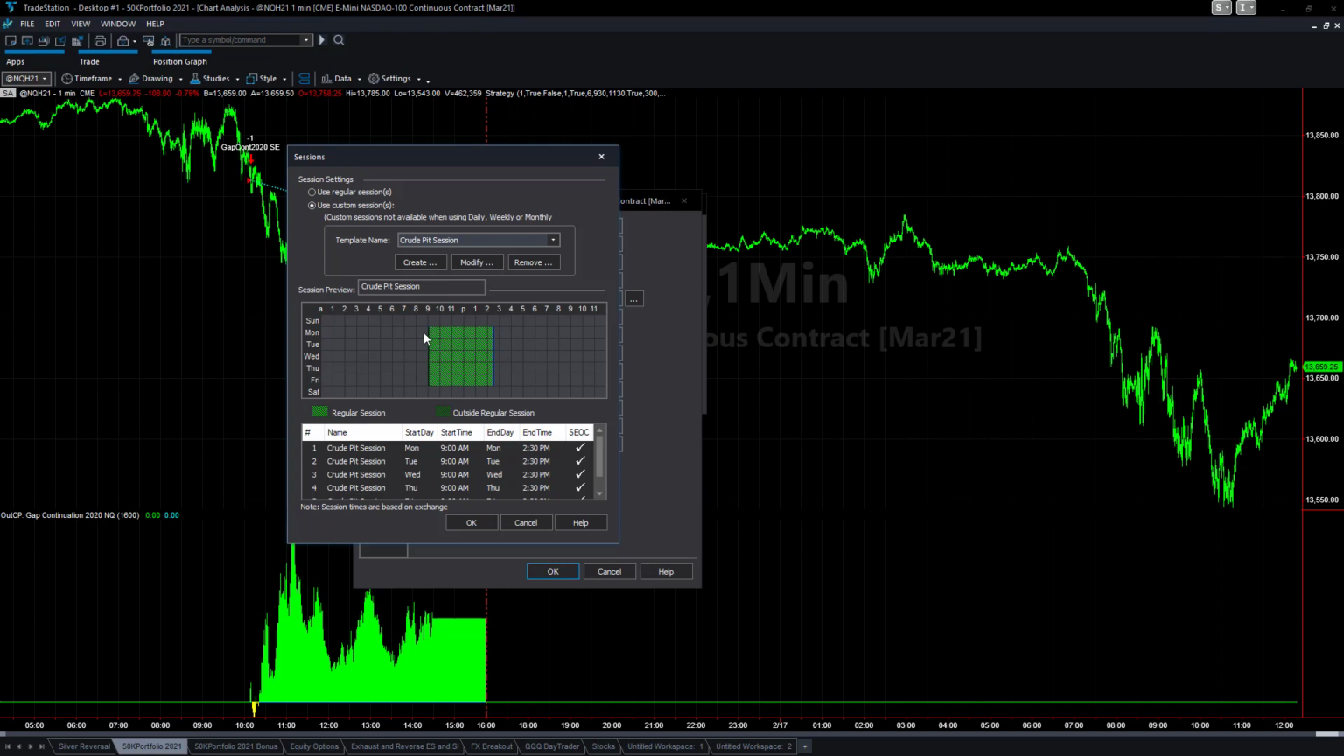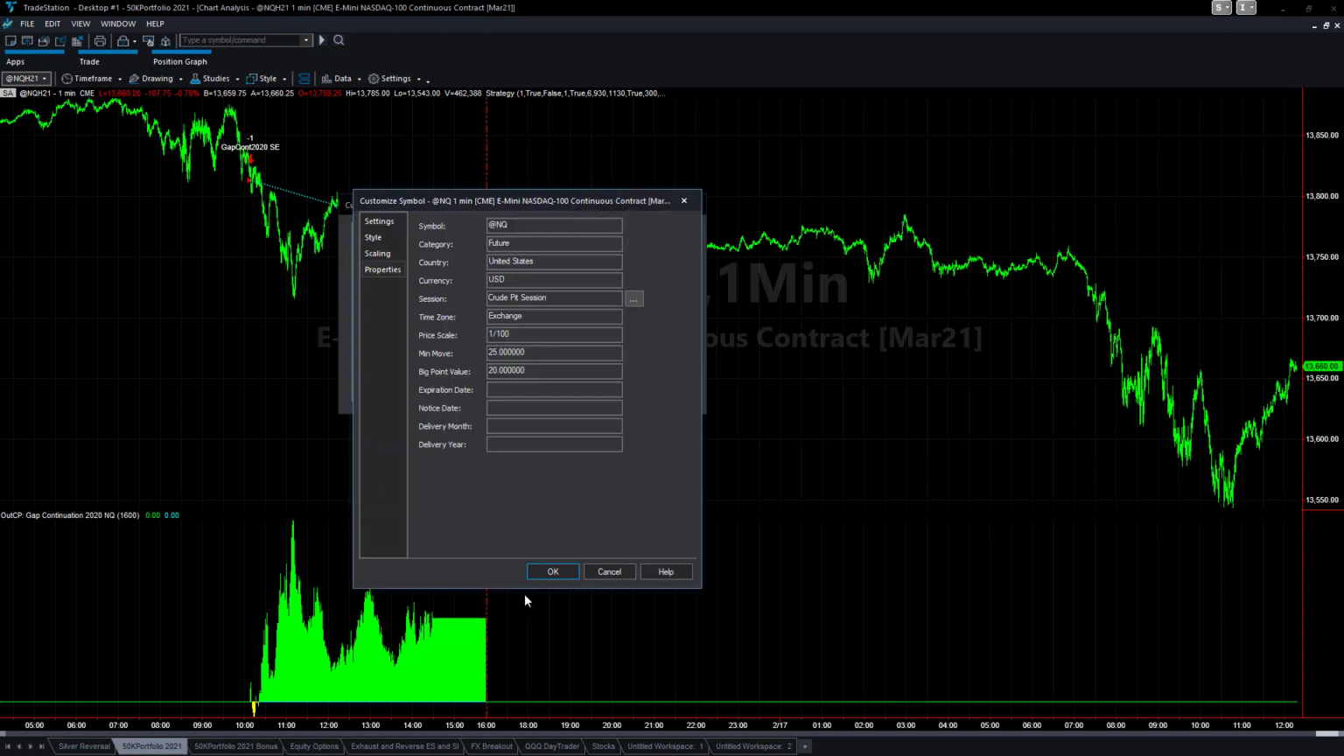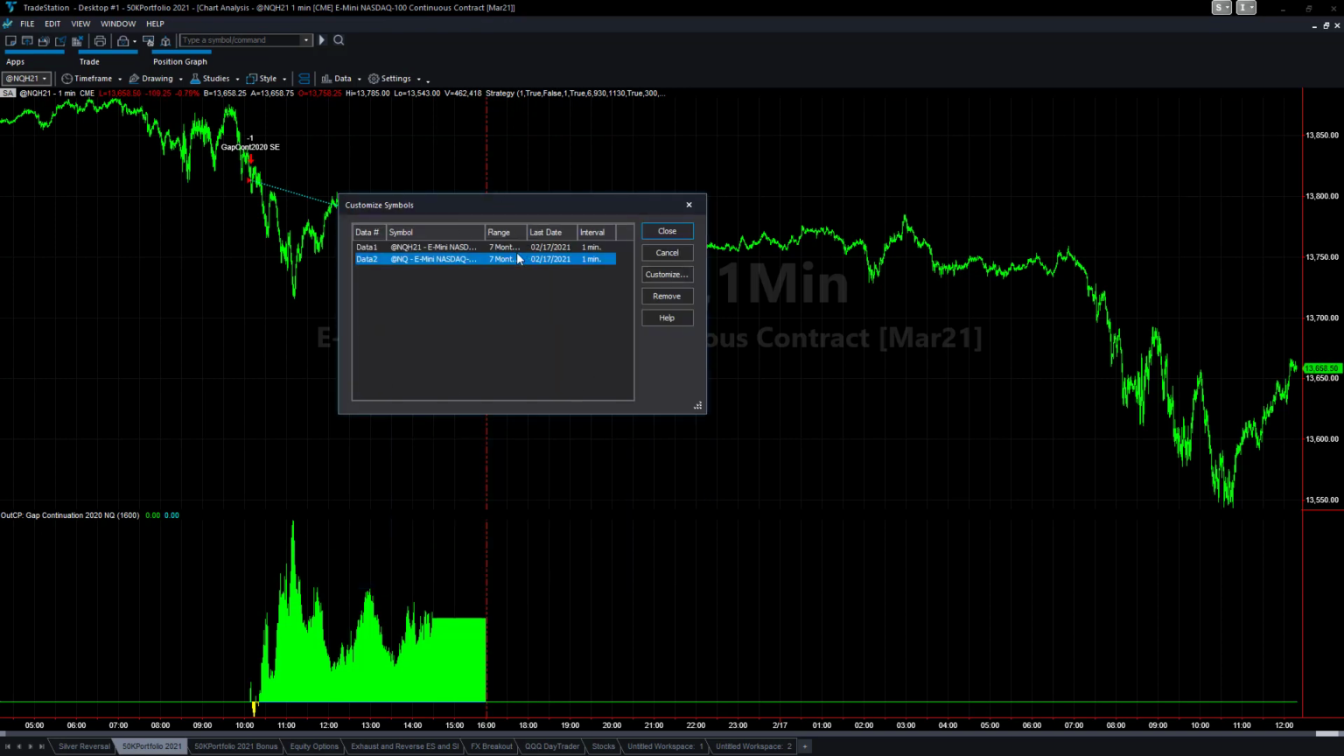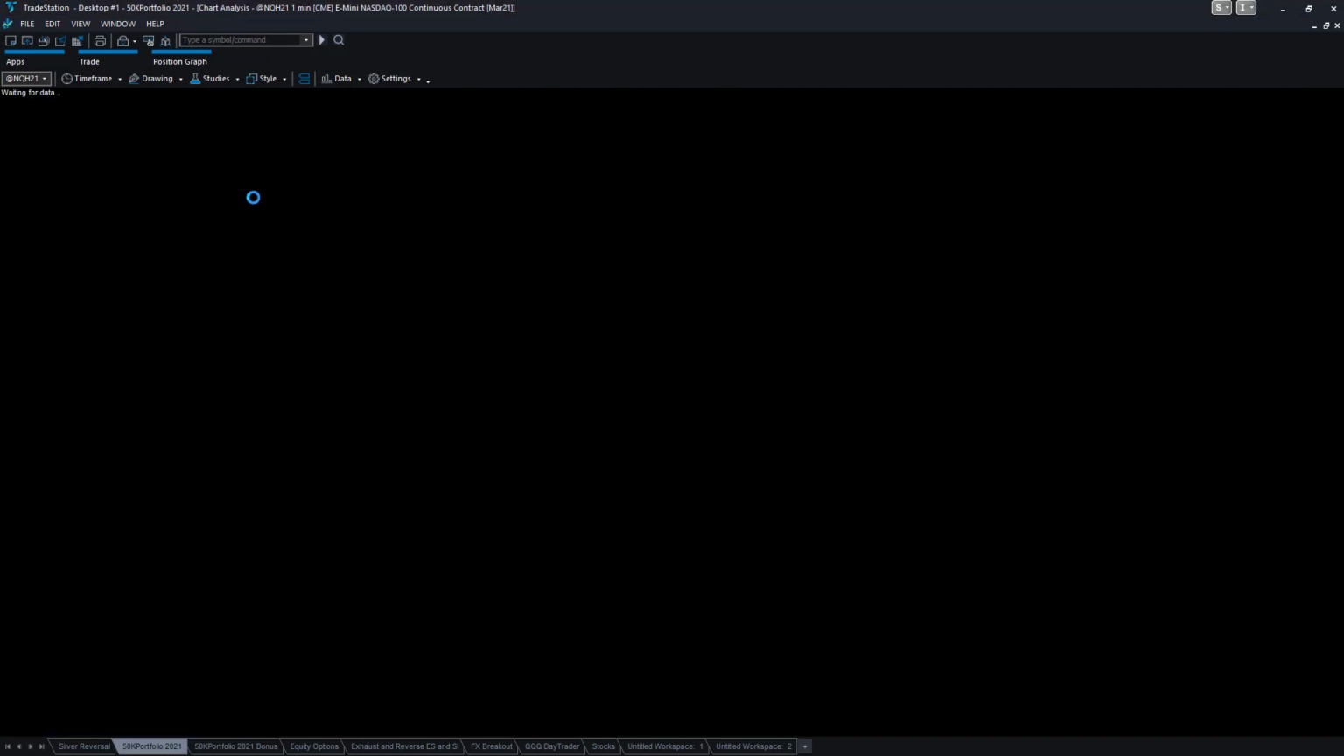We're just basically cutting off the first 30 minutes and last 30 minutes of the stock market session to get rid of noise around those times. And so data 1 will then make its calculations based on data 2, which uses a custom session. And this is a gap continuation strategy.